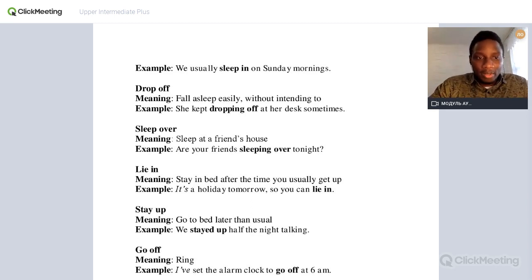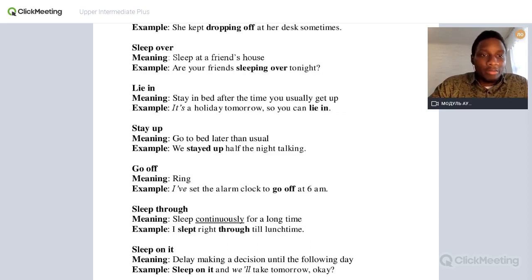after night talking. And then we have go off, means break. Like I said earlier, it's talking about your alarm. We've set the alarm to go off at, let's say, 6 a.m. And all of a sudden, your alarm starts ringing at the time that you have fixed on your phone.